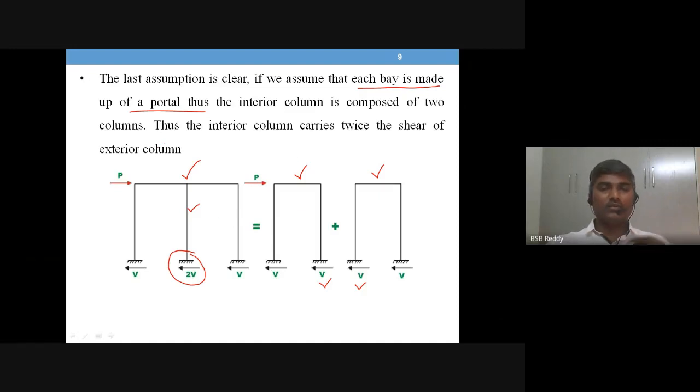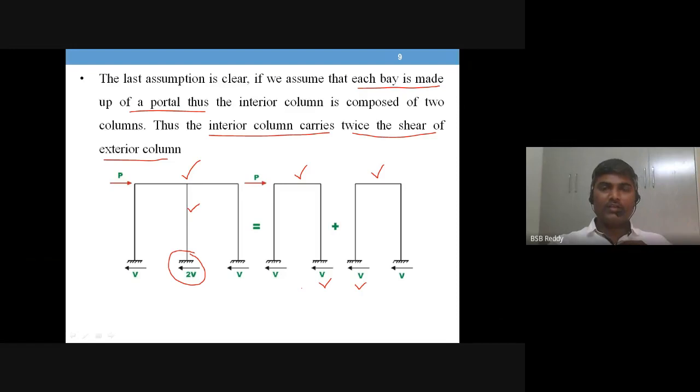That is how the assumption is built up. Okay, so thus the interior column carries twice the shear of the exterior column. So this is the basis for the second assumption. How based on what the second assumption is being told, right?